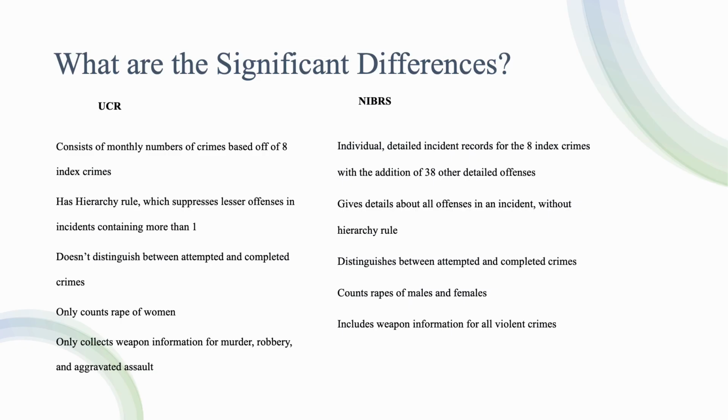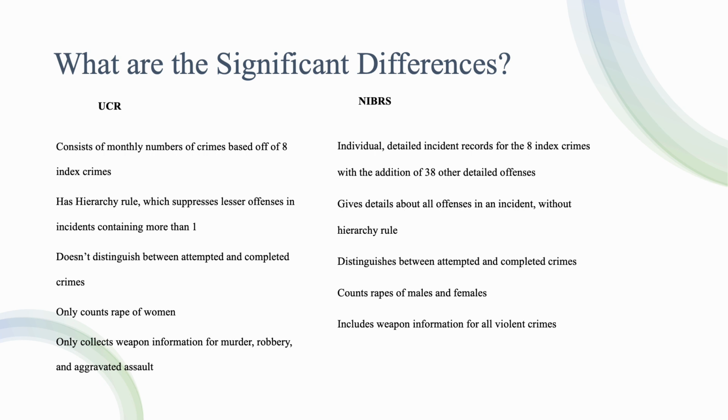When looking between the UCR system and the NIBRS system, there are some significant differences that do come into play. The first one is that the UCR system consists of monthly numbers of crimes based off of those 8 index crimes previously mentioned, where the NIBRS system collects information that's detailed and individual about each crime. This also follows along the 8 index crimes, but also has the addition of 38 other detailed offenses that may be present within these incidents.